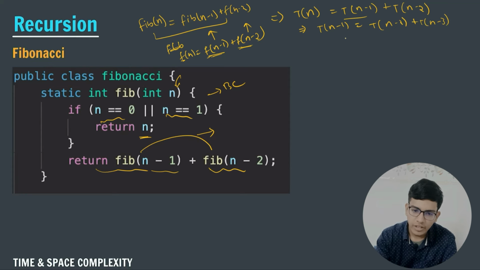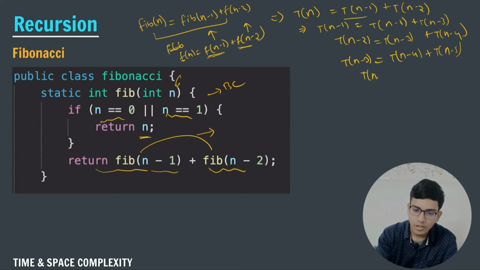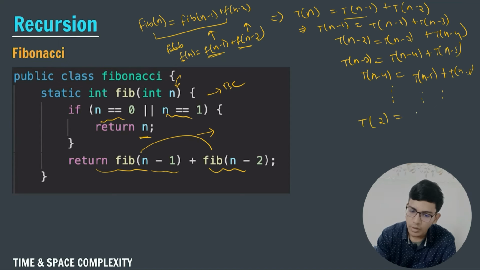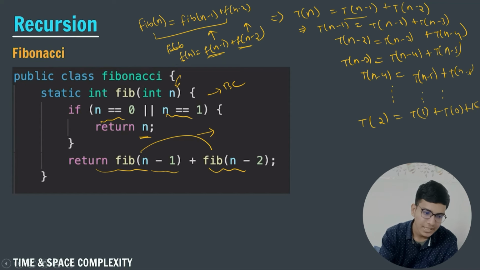After that, similarly, T of n minus 2 is equal to T of n minus 3 plus T of n minus 4. After that, T of n minus 3 is equal to T of n minus 4 plus T of n minus 5. And T of n minus 4 is equal to T of n minus 5 plus T of n minus 6. And this process will continue until I get the base case, that is T of 2 is equal to T of 1 plus T of 0 plus k, some constant work.